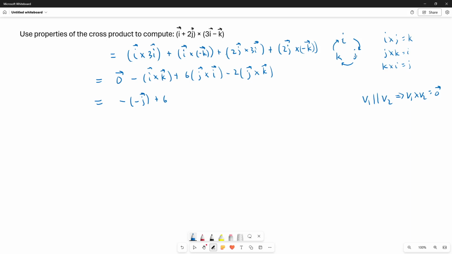j cross i. j cross i is negative k, going against the arrows again. Negative k. And minus 2 times j cross k is i. We're going with the arrows that time. So that's i. And let's put this in alphabetical order, i, j, k. We have negative 2i plus j minus 6k. That could also be written in coordinate or component form as negative 2, 1, negative 6. So there's our cross product.